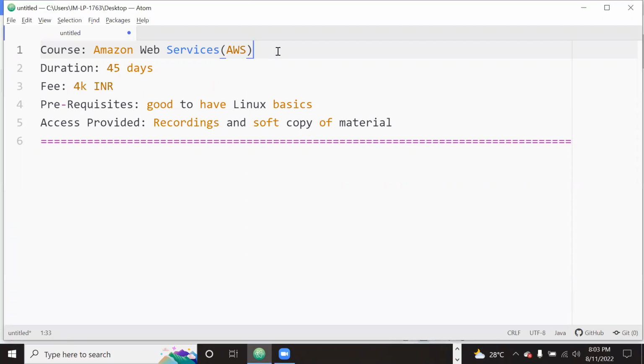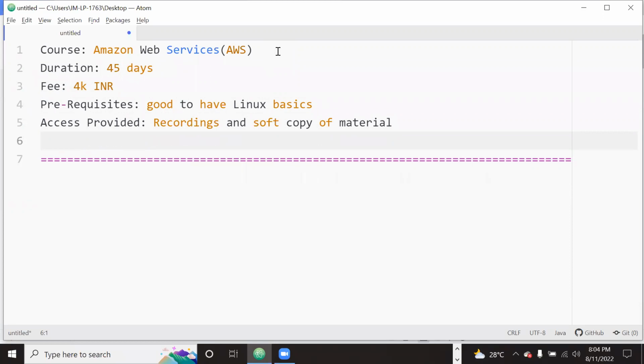Right. So the course is Amazon Web Services. Duration is 45 days. Fee is 4K INR. Prerequisite is good to have Linux basics, but not mandatory. Access provided. Recordings will be given and a soft copy of the material also will be given to you.